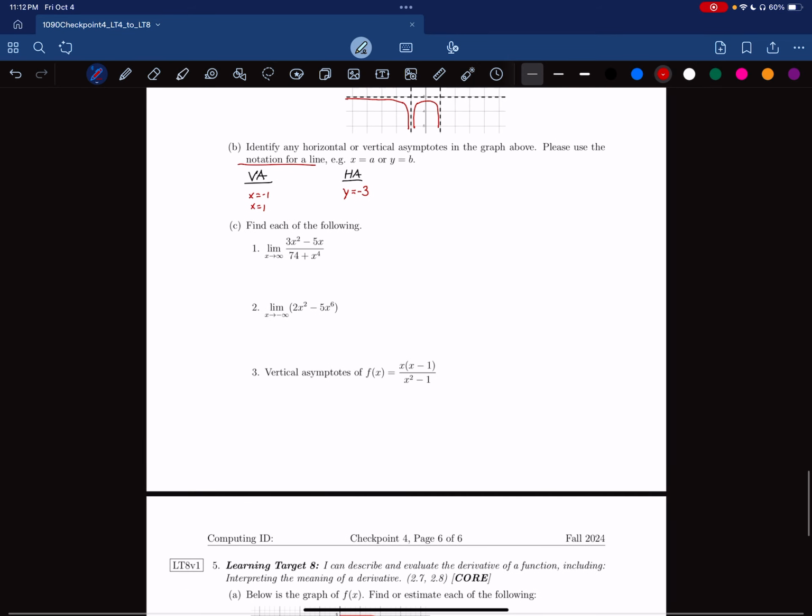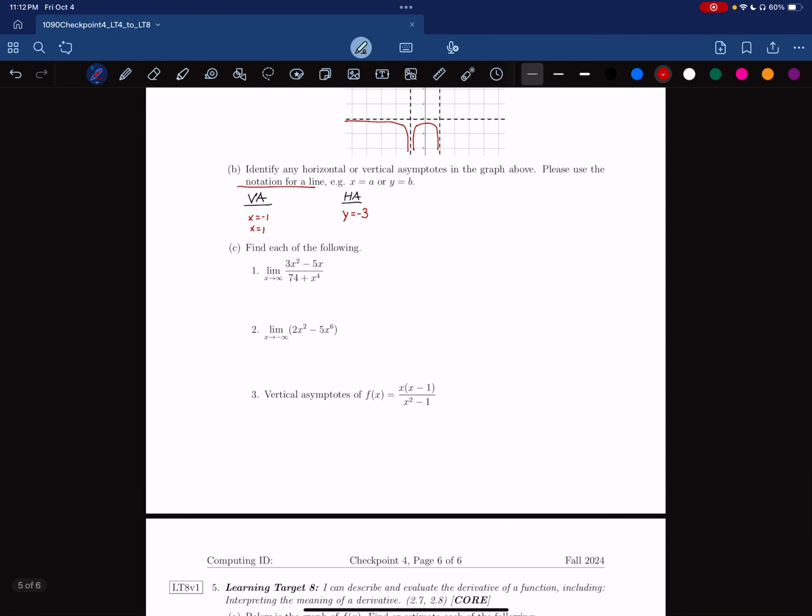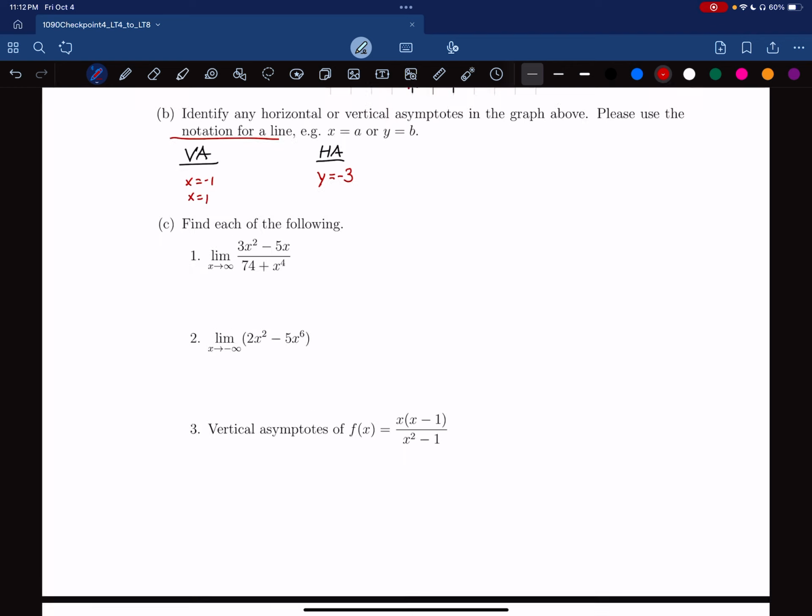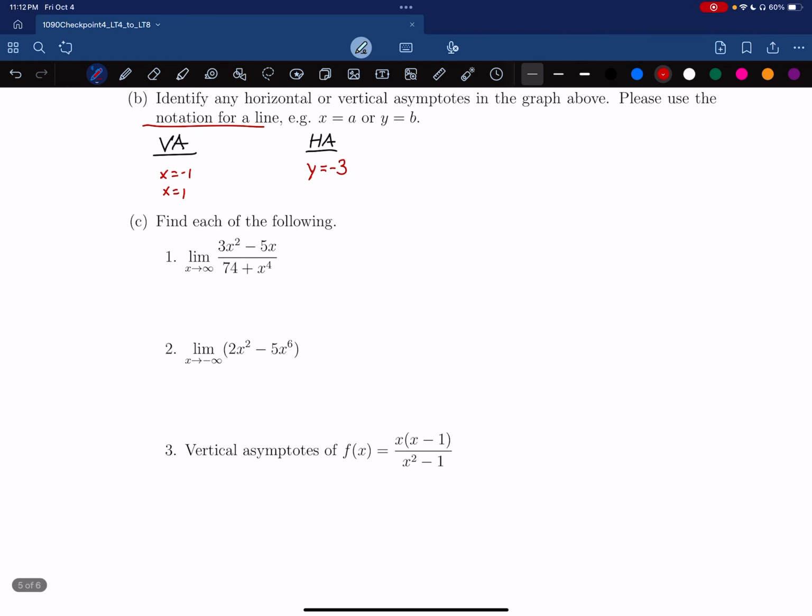Okay, part C is asking us to find each of the following. So we have a couple limits to infinity and then finding some vertical asymptotes. Okay, so we have that x is approaching infinity, which is end behavior. So what we can do here is really just think about our biggest degree terms in both the numerator and the denominator. It's not exactly mathematical, but for now, we're just going to forget about these terms, since as we go close to infinity on the x-axis, these terms aren't really going to be relevant.